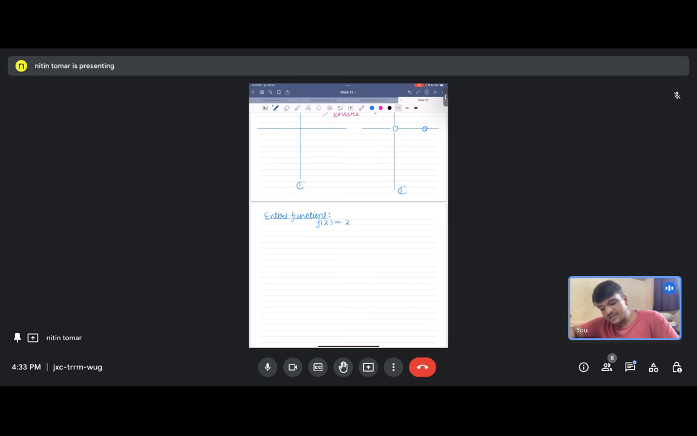So, for example, what is the range of this function? What is the range? The complete C, right? Yes. So it does not skip any point. It does not omit any point in the range, right? Yes sir.